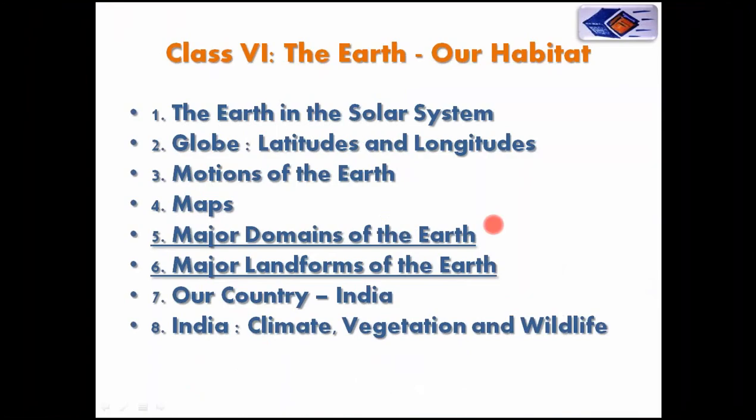With this, we completed lessons 5 and 6, major domains of Earth and major landforms of the Earth. There are two more chapters, 7 and 8, remaining. We will complete them in the next video. With this, we will be able to complete the 6th class geography chapter, that is Earth our Habitat.